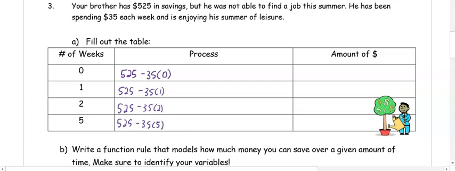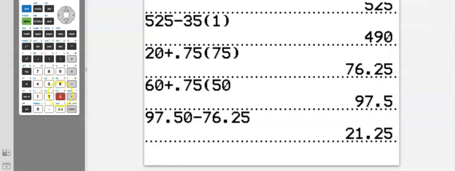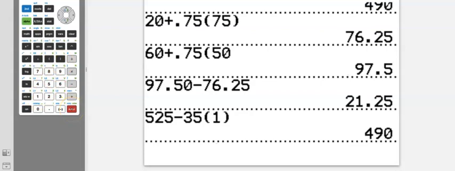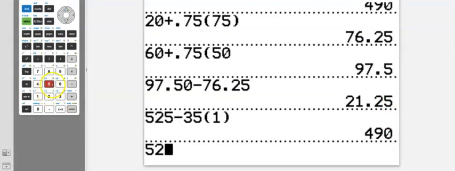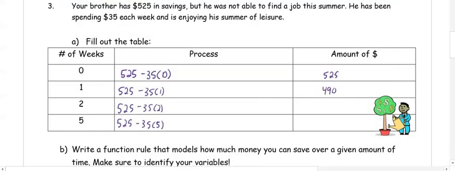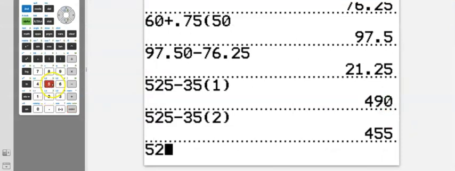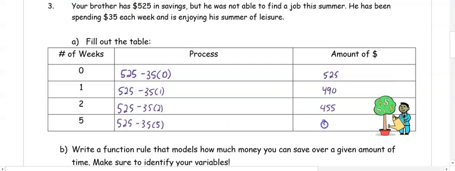So when we multiply, in the first week, it's week 0, so he has 525. In the second week, 525 minus 35 times 1 is going to be 490. 525 minus 35 times 2 is 455. And 525 minus 35 times 5 is $350.